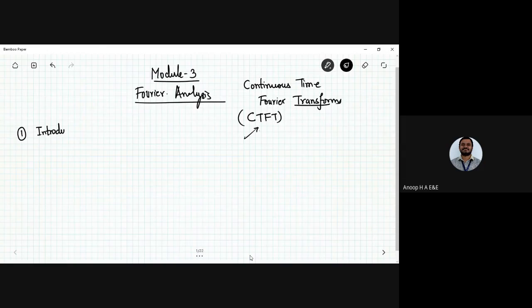First and foremost is the introduction to Fourier analysis. In module number 3, I'll be covering the continuous time Fourier transforms. First I'll discuss the definition, how you are going to define the Fourier transforms, and just before Fourier transforms I will cover the Fourier series. Next is the properties related to Fourier series.